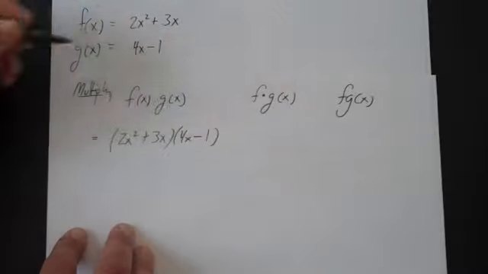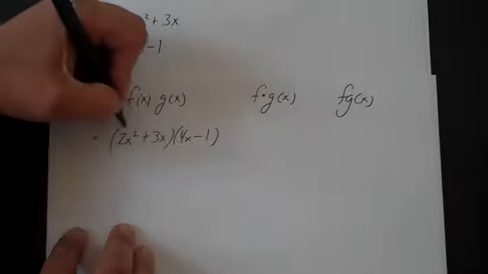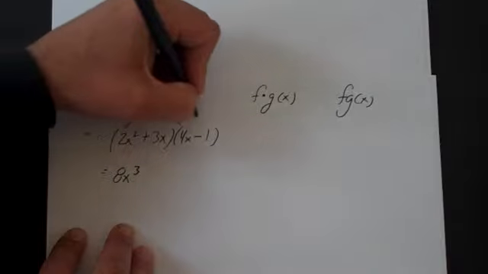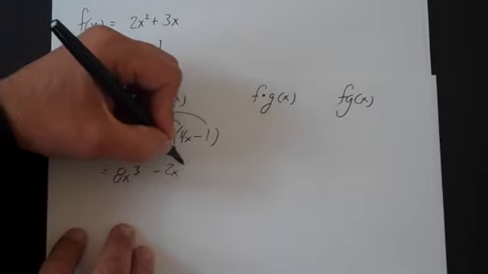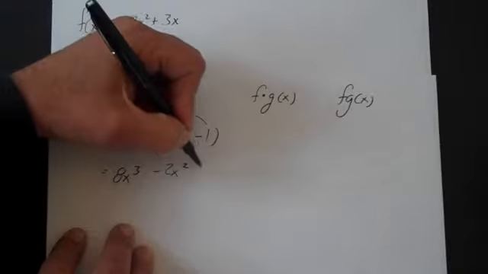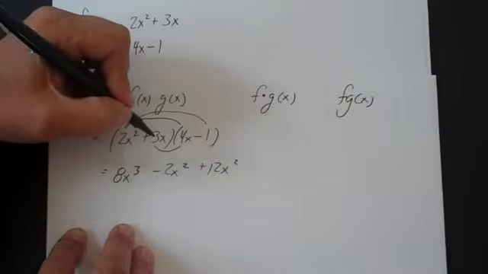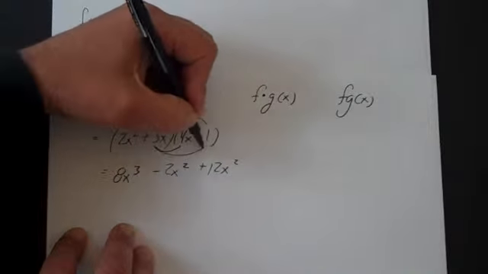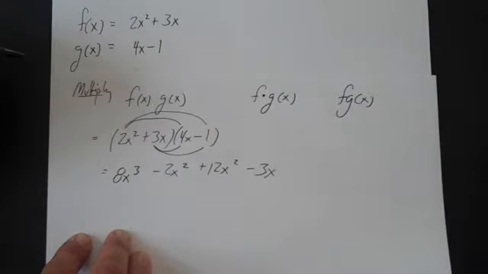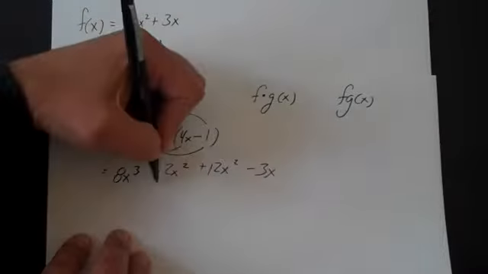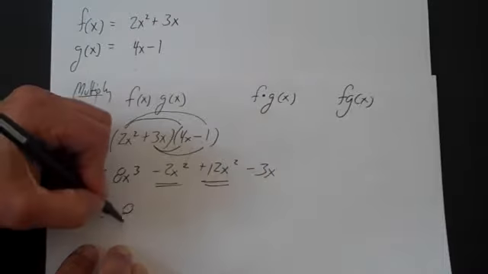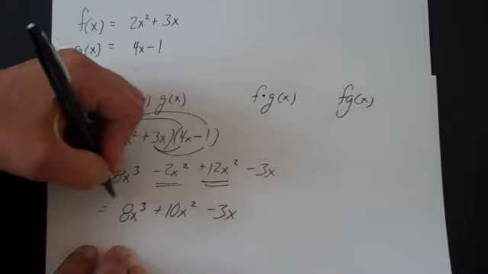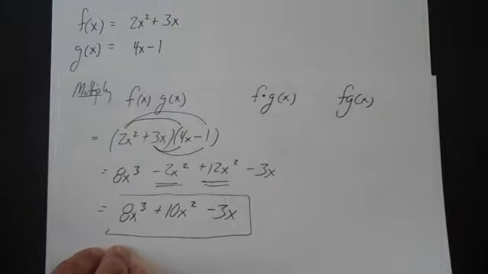times 4x minus 1. In this case we need to FOIL it, so we go first times first. That's 8x to the third. First outside would be minus 2x squared. Inside would be 12x squared, right? 3 times 4, x times x is 12x squared. And then 3x times minus 1 is minus 3x. See if there's anything that you can combine. You can combine this term and this term. So it's 8x to the third plus 10x squared minus 3x. And that's how you multiply functions.